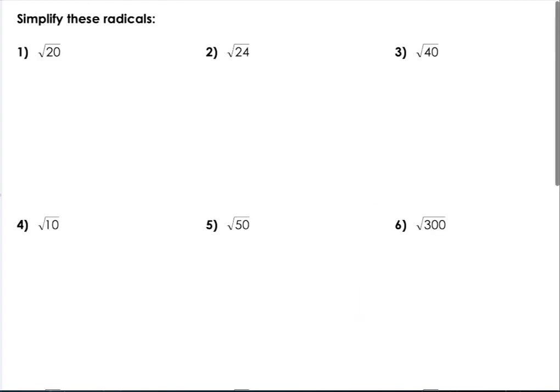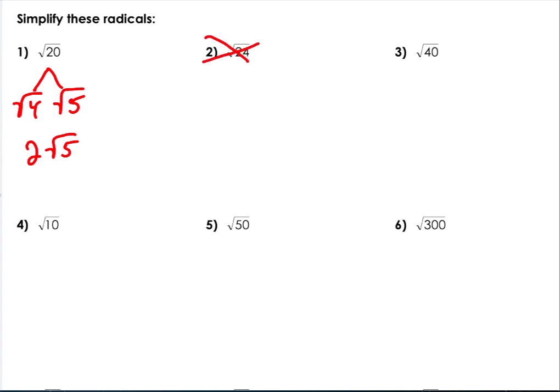Okay, so these are for you to try. Pause it, try a couple for yourself, and then hit play and see what I got. Here I'd break this into square root of 4 and square root of 5. So I get 2 square roots of 5. That one we already did on the front. 40 is really square root of 4 times square root of 10. So 2 square roots of 10.